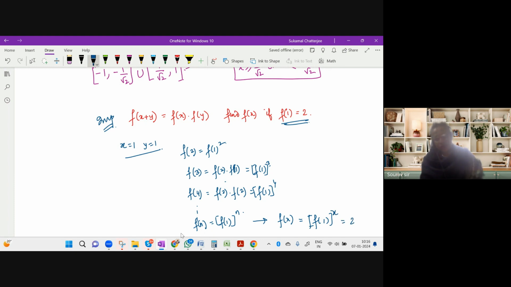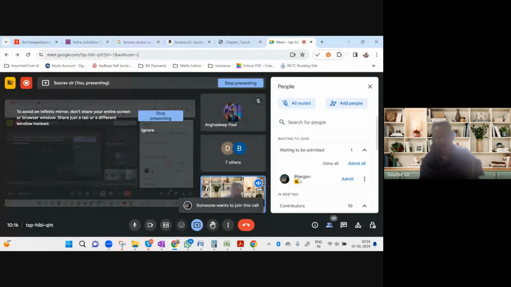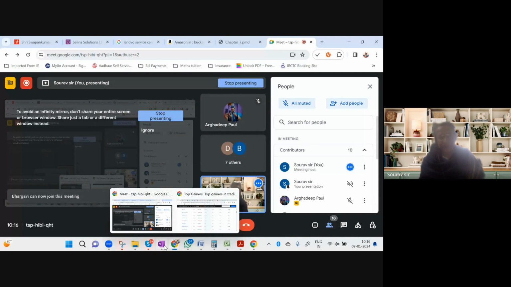Which is 2 to the power x. Absolutely right. Okay.